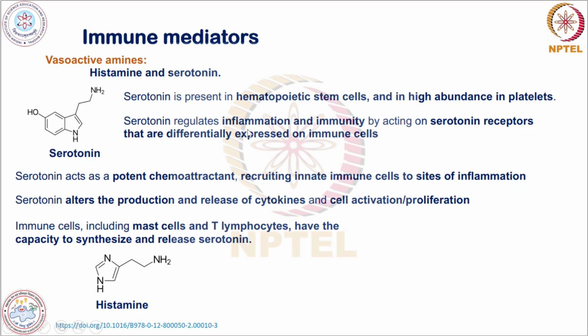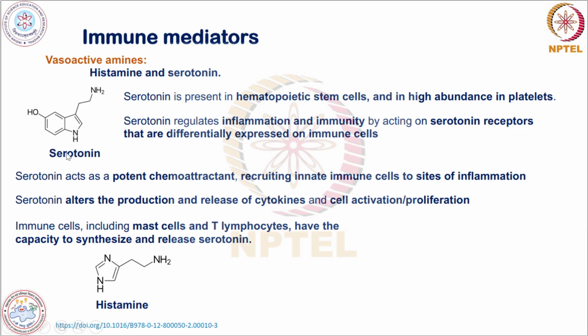And the serotonin regulates the inflammation and immunity by acting on serotonin receptors that are differentially expressed on immune cells. So, this is the structure of the serotonin. And the serotonin helps in regulation of inflammation and immune response by making sure that the right immune cell will go to the right place at the right time. So, this is the major key function of the serotonin.